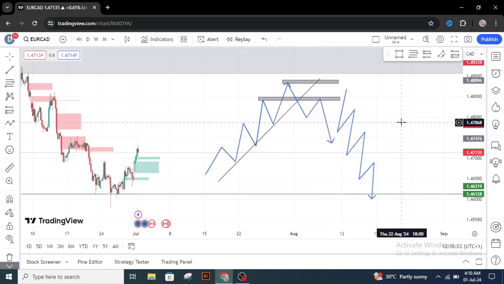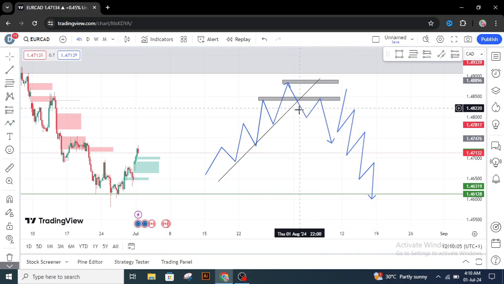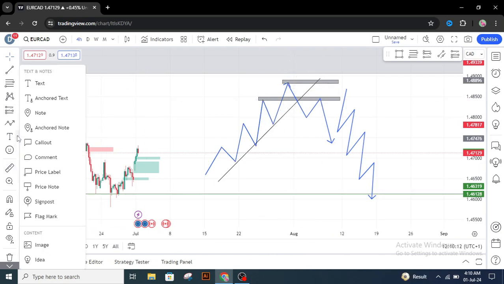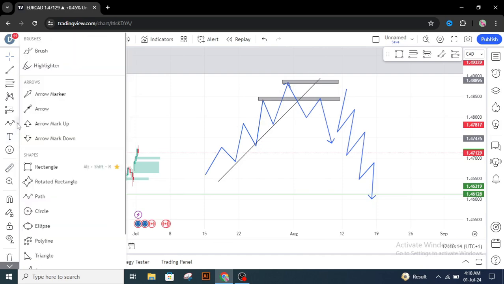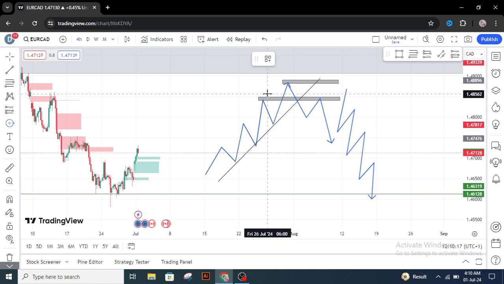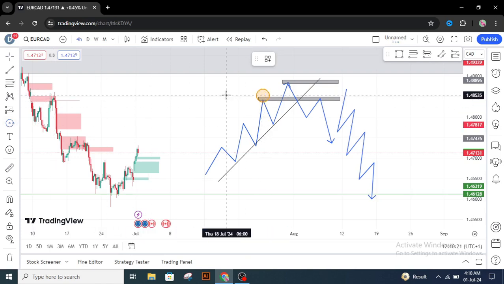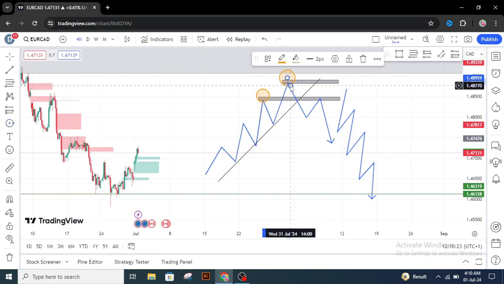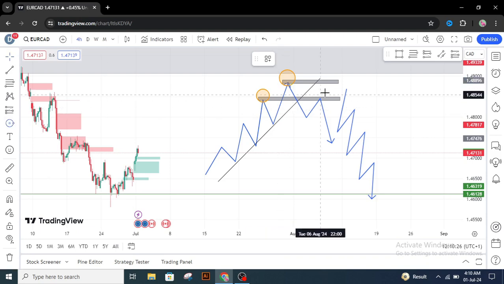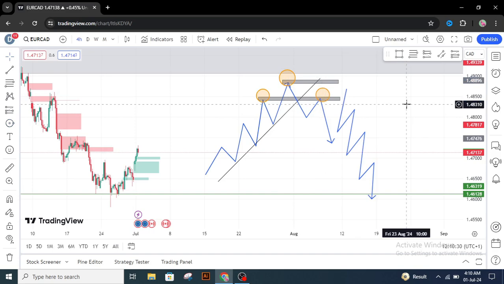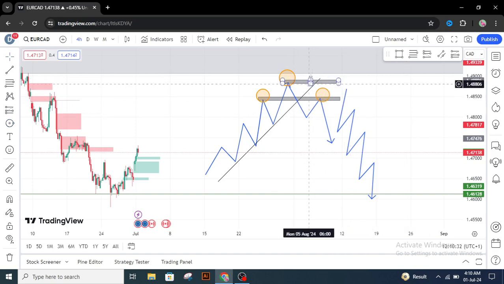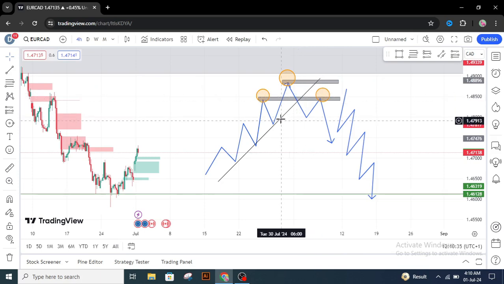Now, my fellow traders, when the market retraces here, what do you see? You see a head and shoulders pattern. This is a price action reversal pattern. This is the first shoulder. This is the head. This is the second shoulder. So this is the first thing that is likely to happen.